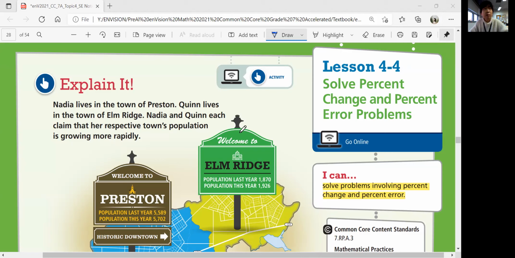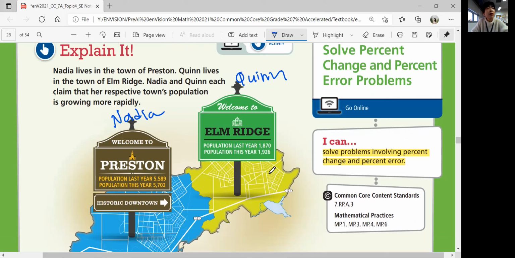Nadia lives in the town of Preston. Quinn lives in the town of Elmridge. Nadia and Quinn each claim that her respective town's population is growing more rapidly. So Nadia is Preston. Quinn is Elmridge. And they're claiming that their town is growing more rapidly than the other.